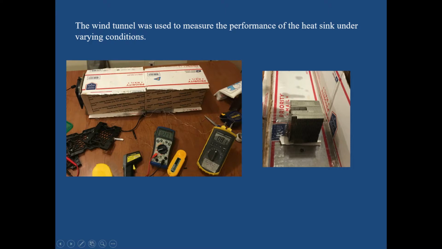A constant heat flux of 25 watts was applied to the base of the heat sink by a hair straightener heating element. The base and ambient air temperatures were both recorded using thermocouples. One thermocouple was attached to the base without touching the heating element, while the other thermocouple was outside the wind tunnel.